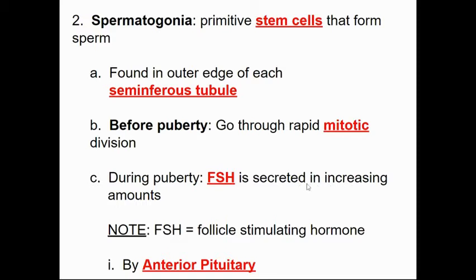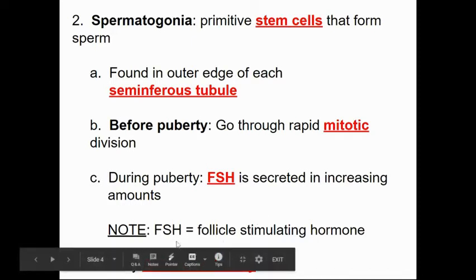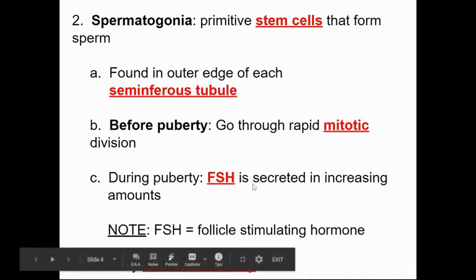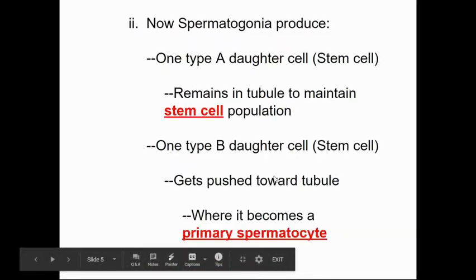Now remember that in the endocrine system, we talked about follicle-stimulating hormone and luteinizing hormone being produced by the anterior pituitary. We're going to see that again in a minute. Follicle-stimulating hormone in a woman is going to literally do what it says, stimulate the follicles. We're going to see that in the female reproductive unit. For males, we'll kind of come back to that. But this is being secreted in increasing amounts.